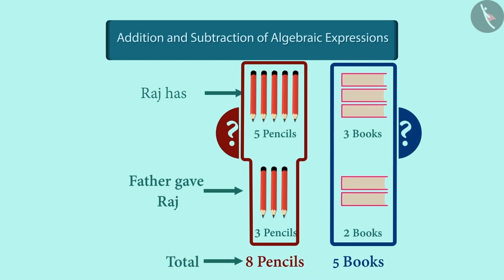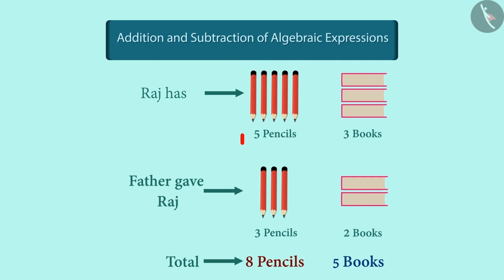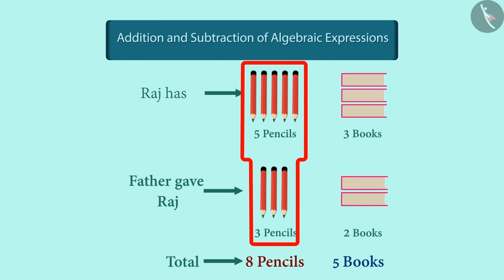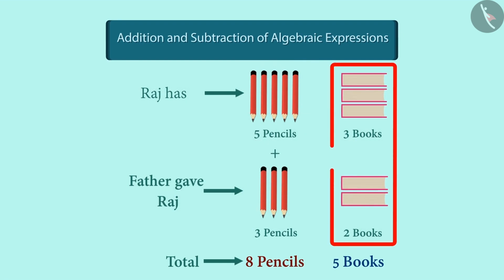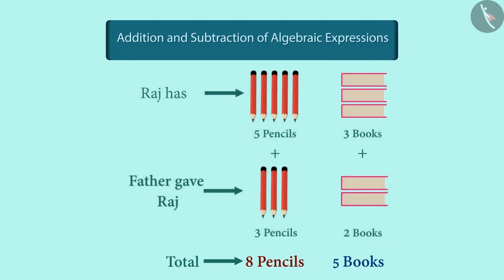How did we reach this conclusion? We added the pencils gifted by his father to the pencils he already had. Similarly, we added the books gifted by his father to the books he already had. So, we can see that we have added the existing pencils to the new ones and also the existing books to the new books.